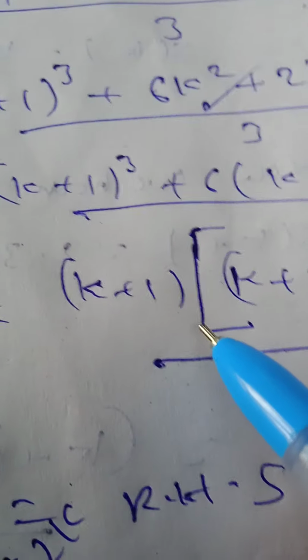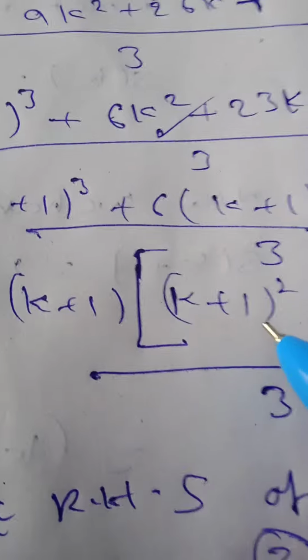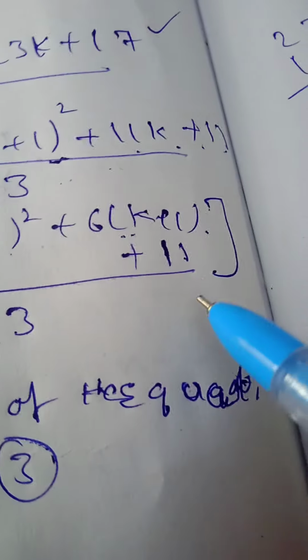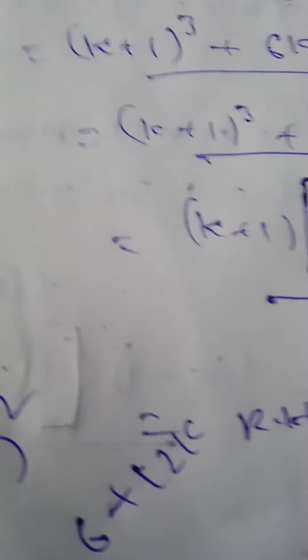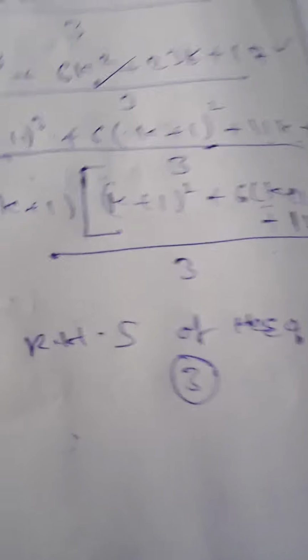Now (k plus 1) as a common factor from all, (k plus 1) into ((k plus 1) whole square plus 6 into (k plus 1) plus 11) whole by 3, that is equal to the RHS of equation 3.